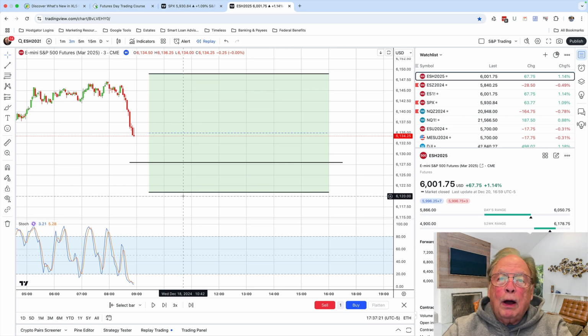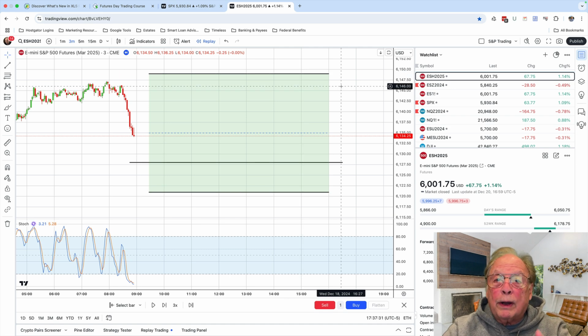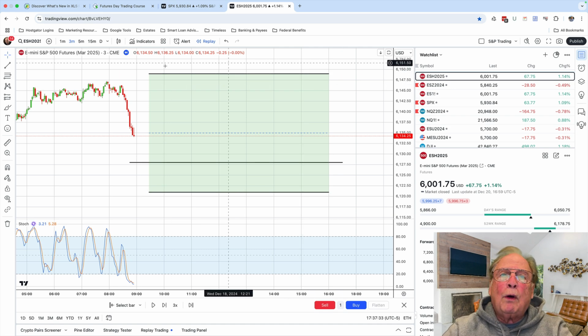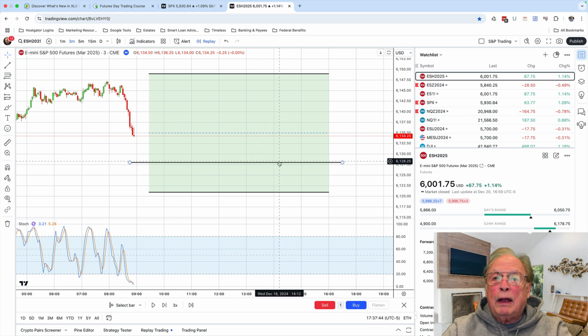Okay? So on Wednesday, December 18th, support was down here at 61.20 and resistance at 61.50, about a 30-point range according to Taylor's calculations. And so I start my day drawing this rectangle out on my chart every day, okay? And I also put the previous day's close, a horizontal line, which was down here at about 61.28. And so these are price targets that the market is likely to trade at.